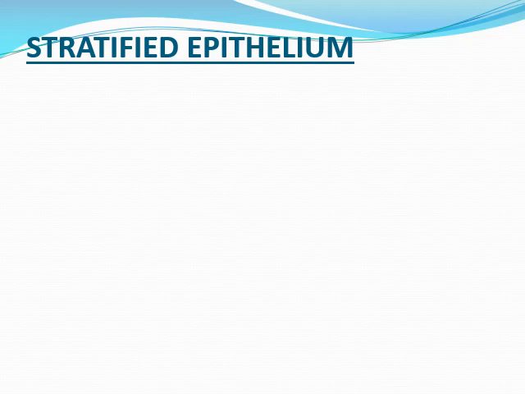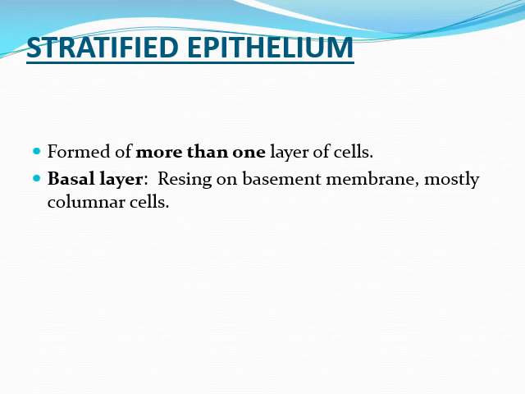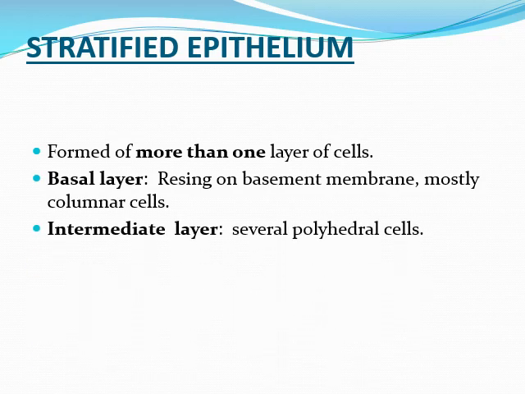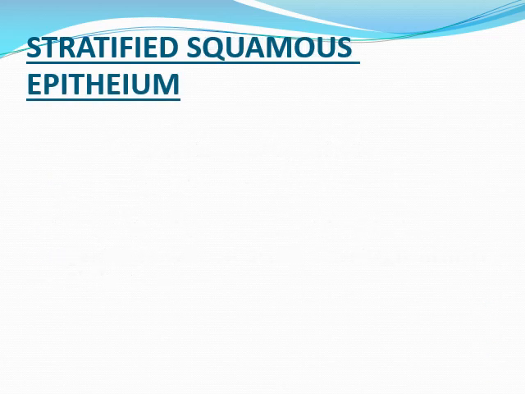Now we're going to talk about the stratified epithelium. What do I mean by stratified epithelium? It is formed of more than one layer. The basal cells are columnar, resting on the basement membrane. The intermediate cells are polyhedral, with many sides and central rounded nuclei. The superficial cells vary according to the shape. If they are squamous, it's called stratified squamous epithelium. If it is cubical, stratified cubical. If it is columnar, stratified columnar.